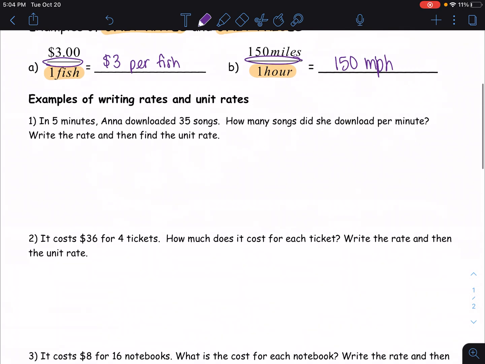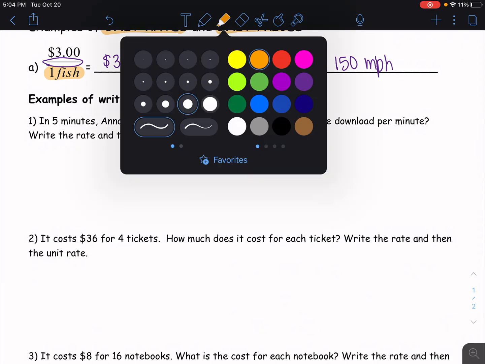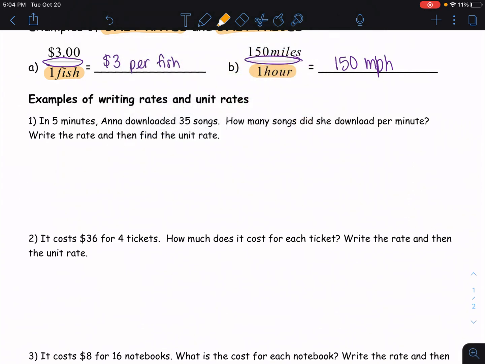So the first example says, in 5 minutes, Anna downloaded 35 songs. That does not tell us the rate that they are asking for. When I look at the next part, it says, how many songs did she download per minute? That per minute means that minutes goes on the bottom. So when I write my rate, it's 35 songs in 5 minutes.